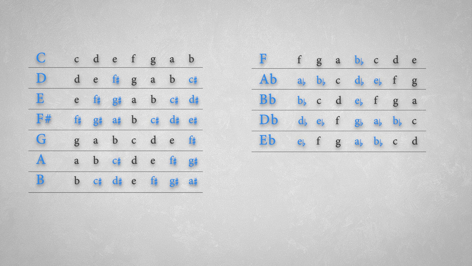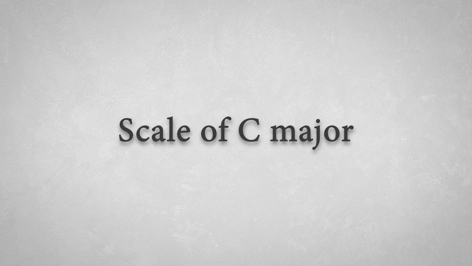So this is a list of scales we may also call keys. So instead of saying the scale of C major, we can say the key of C major, or the key of A major, and so on and so on. So the scale is, so to speak, the key to making sensible music with a given set of notes.